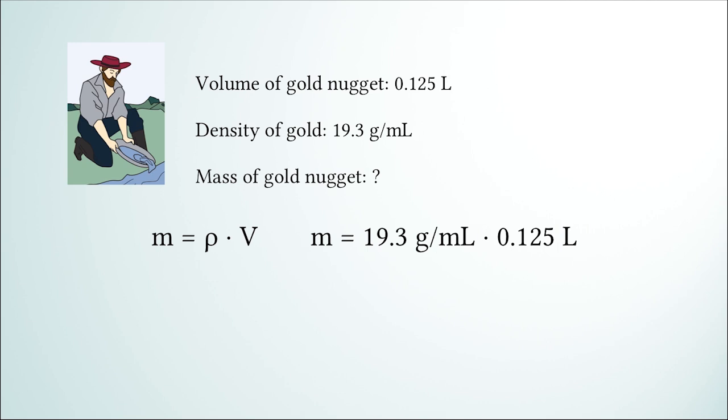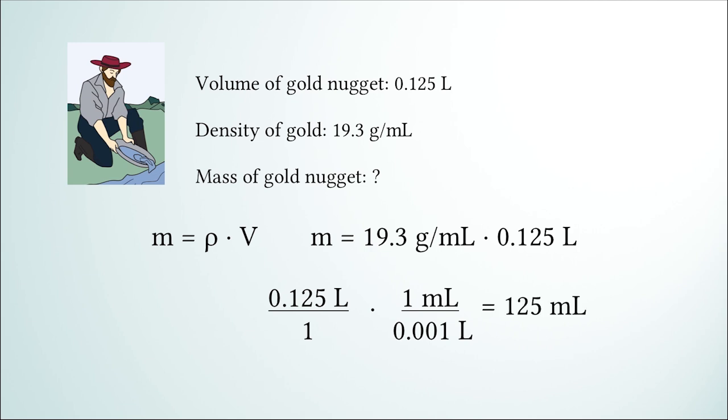So using the factor label method you learned in an earlier module, what do we have? 0.125 liters. Place that number over 1. What is the relationship between the units we have and the units we want? 1 milliliter equals 0.001 liters. Set that up as a fraction so that the liter units cancel. Multiplying through, we get 125 milliliters. Now we can plug that into our equation, and we get 2,412.5 grams.